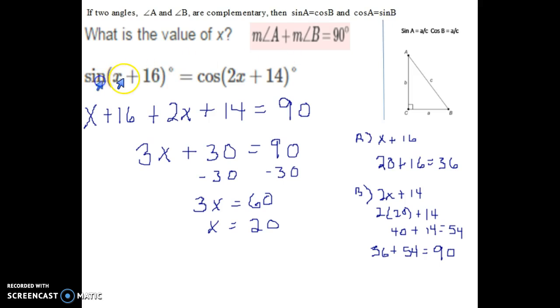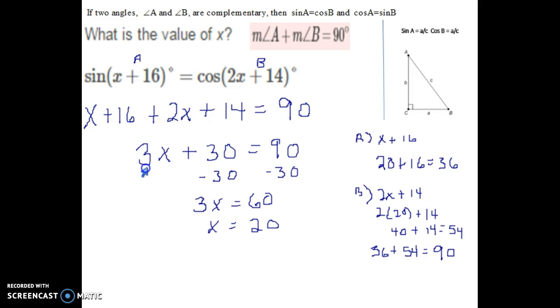So when they tell us that this, we could call this angle A, and we could call this angle B, because the sine of A is equal to the cosine of B. So now we know that these two angles added together equal 90. So we can say x plus 16 plus 2x plus 14 equals 90.